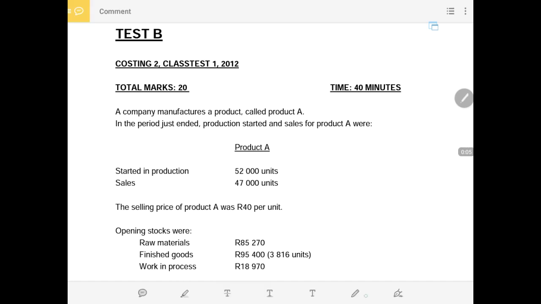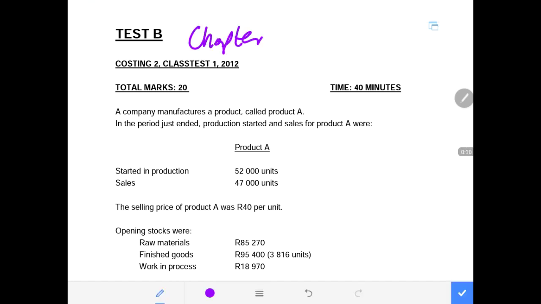This question is on chapter 8 of your textbook and is based on the integrated accounting system. There are two topics there: we have interlocking and we have financial accounts separately. But our focus is on the integrated accounting system, not interlocking.